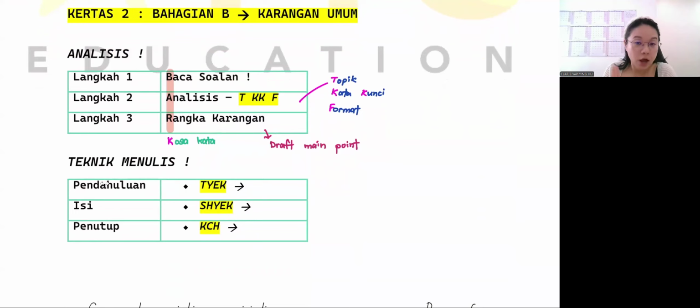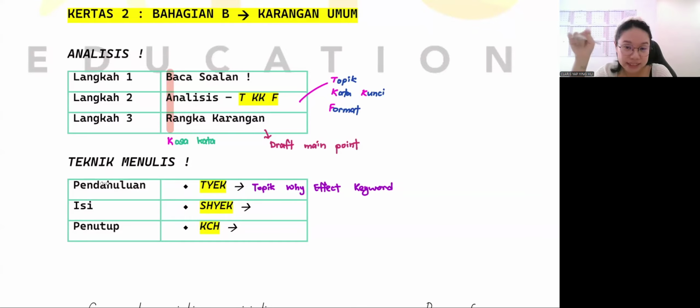When we are writing an essay, what do we need in a BM essay? TYEK, we need to explain the topic for the opening. Why, effect? This one you all learned in school also, right? But remember one thing. When you are explaining the topic, please remember every explanation provides reasoning. Why do you say so? And what is the impact if this problem continues? Then great. Okay, next one, SHYEK.